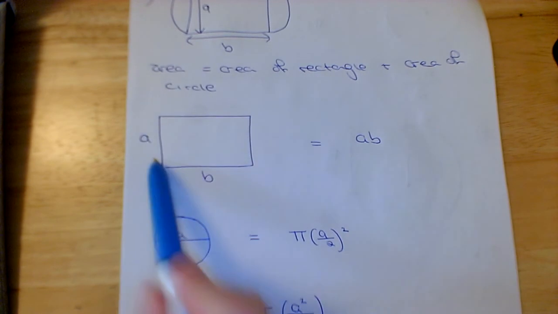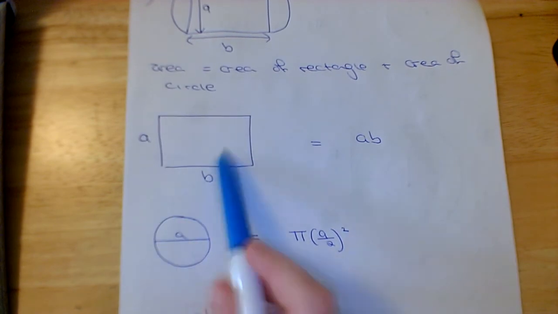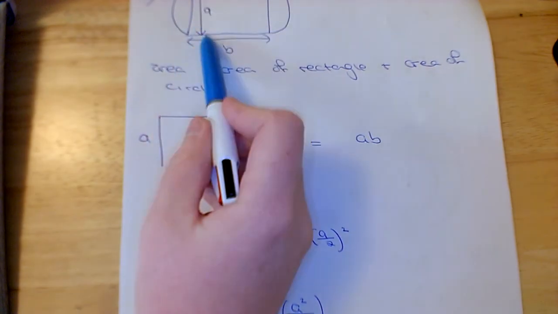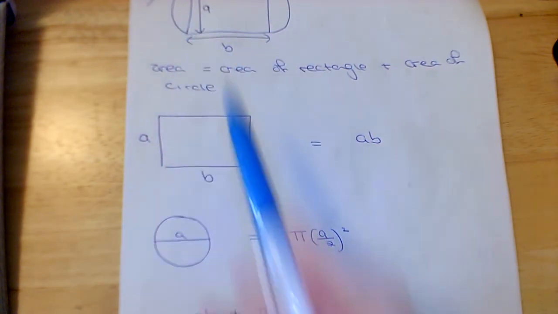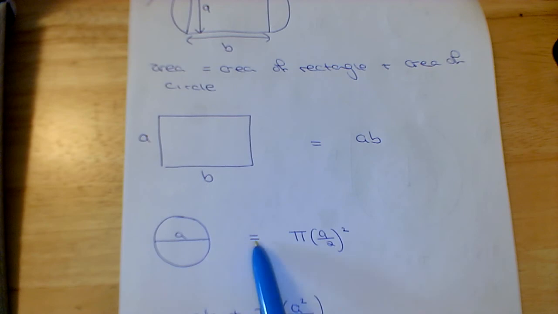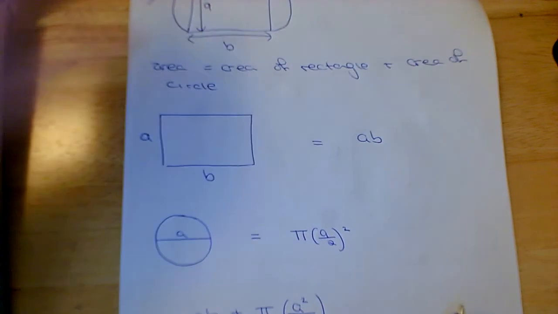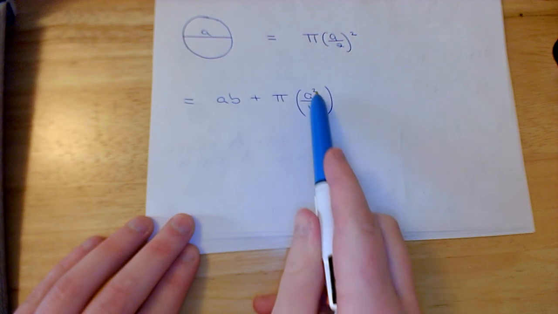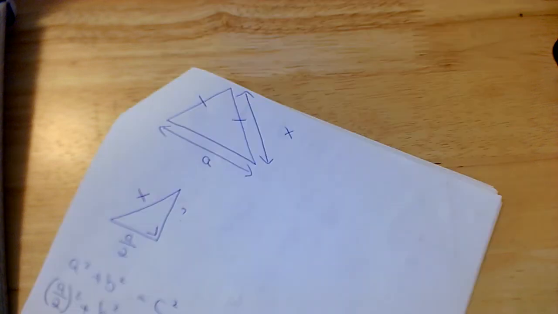If I take this out, this is going to be A, this is B. So my area of the rectangle is just AB. And then for my circle, my diameter here is A, which means my radius is A over 2. The area of my circle is pi r squared, and that's pi times (a over 2) squared. So my area of this shape is ab plus pi a squared over 4.